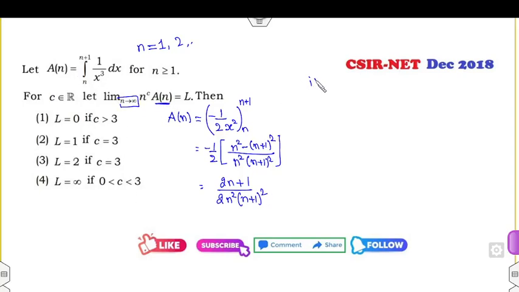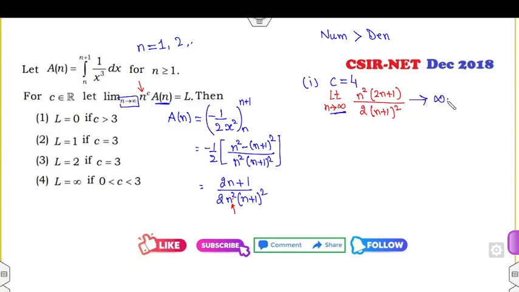Now look at the first option. Take any number which is greater than 3, say c is equal to 4. Then what is my limit as n approaches infinity? I take c is equal to 4. This is n raised to power 4 into this, and n square will cancel. It is n square (2n plus 1) divided by 2(n plus 1) square. Now clearly the degree of the numerator is greater than the degree of the denominator. So as n approaches infinity, this will go to infinity.